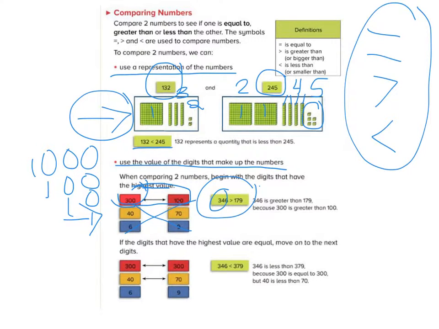Now if we look at the digits that are equal, for example here, both numbers have 3 in the hundreds position, so we cannot use this to help us. They're equal. However, if we move on to the 4 and the 7 in the tens positions, we can see that the 70 is larger than the 40. So we do not even have to look at the units, because right away we can see whichever number contains the 70 is larger. And in this case, it is 379 is greater than 346. You can also read it as 346 is less than 379.